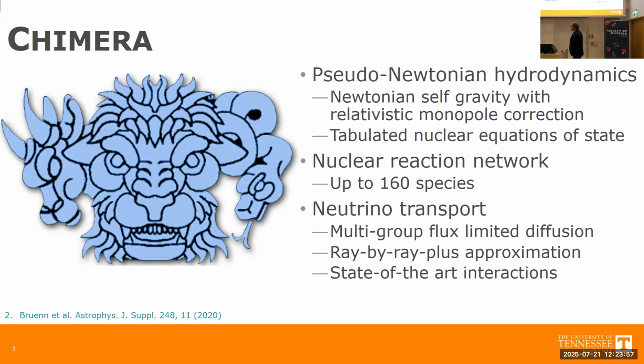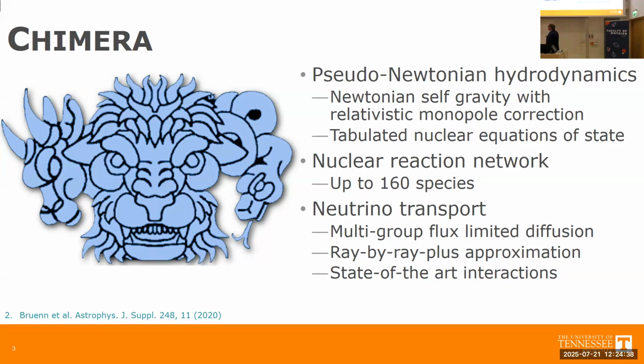So the first head of Chimera is a pseudo-Newtonian hydrodynamics code. And this solves for a Newtonian potential using a multipole expansion, and then we include a general relativistic correction on the monopole term. And then all the hydrodynamics are done in a Newtonian framework, and then we close the system with tabulated nuclear equations of state. The second head is a nuclear reaction network, and for Chimera, this ranges from a 14-species alpha chain network all the way up to this massive 160-species network that goes from helium to zinc and includes many, many isotopes.